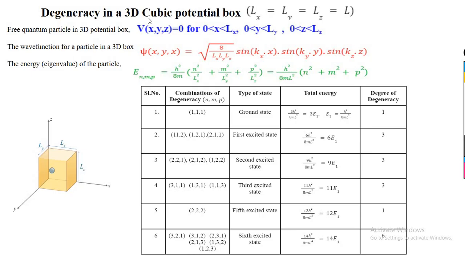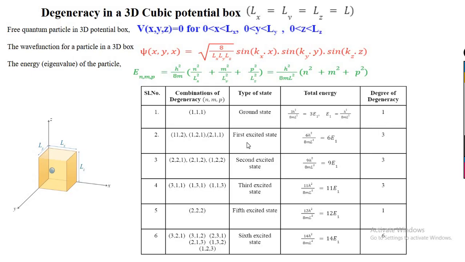Now if the system is a cubical one, obviously you can take L common. We are applying this condition, so you can take L common. So h squared over 8mL squared can be taken as common, and the factor n squared plus m squared plus p squared will be there. Now we'll try to calculate for the different quantum states. If you put n, m and p all equal to 1, this simply gives you 3 times E1. We have already considered this factor as E1. So here the degree of degeneracy is 1.